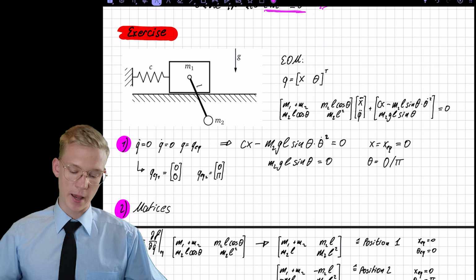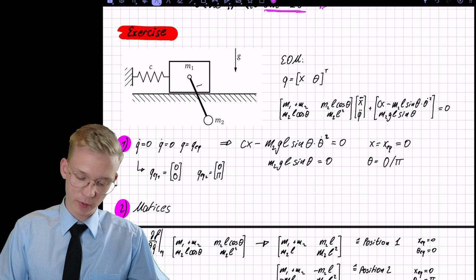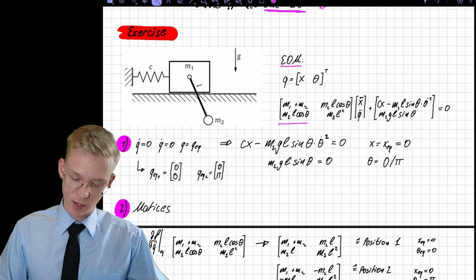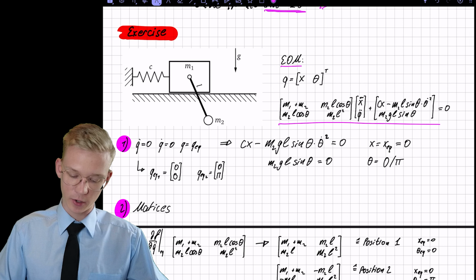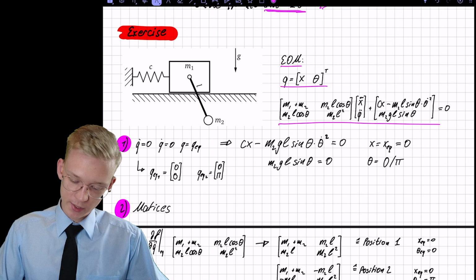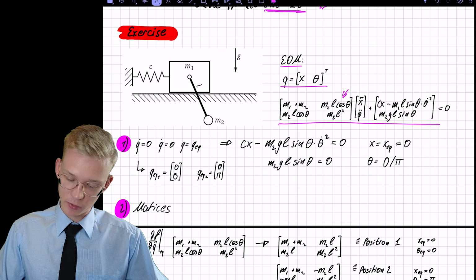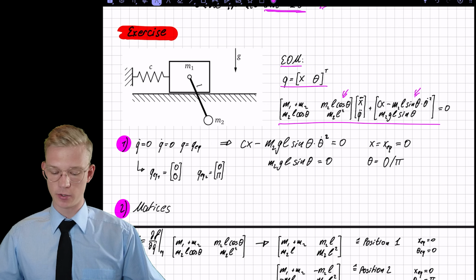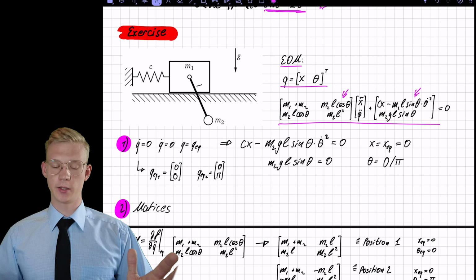Let's go to our exercise. So we have the equations of motion that are here. We have our generalized coordinates, x and theta. We see that we have a cosine here and a sine here, so they are nonlinear. And we want to linearize.